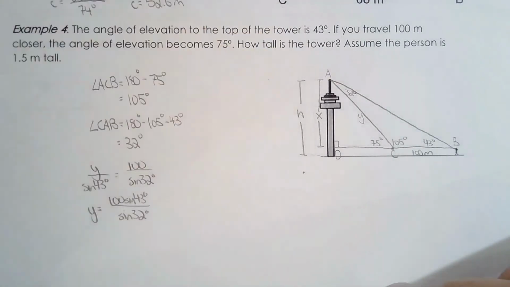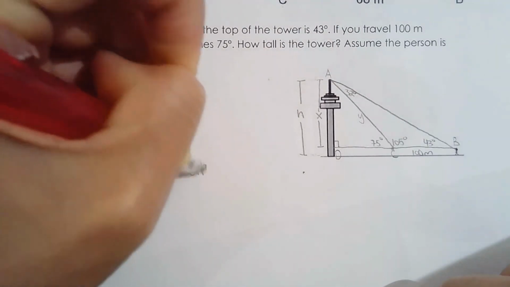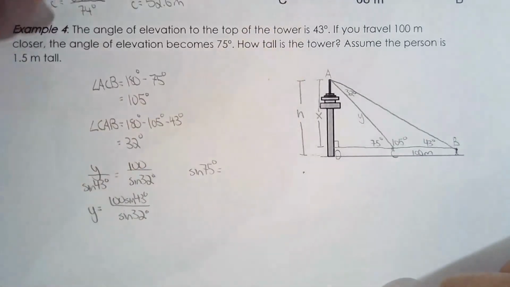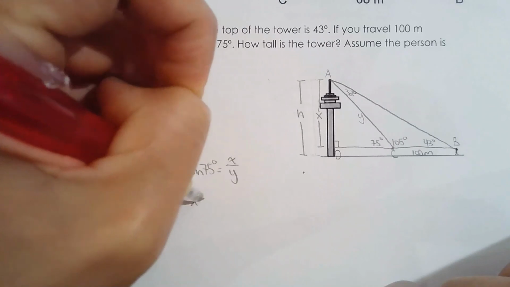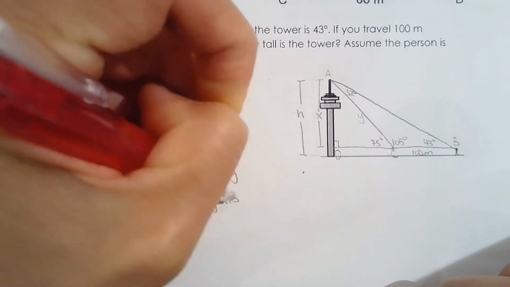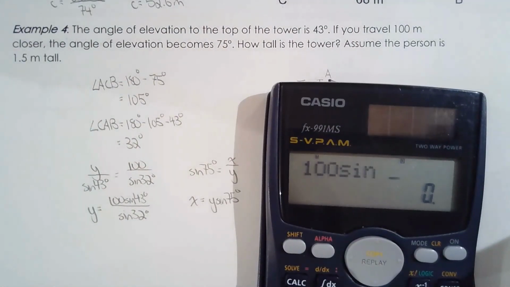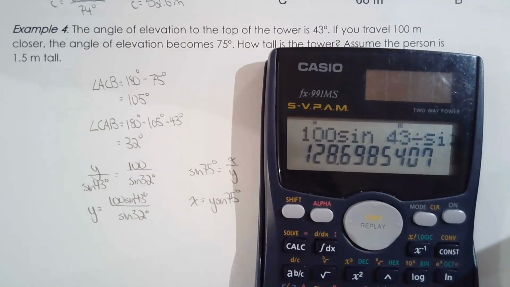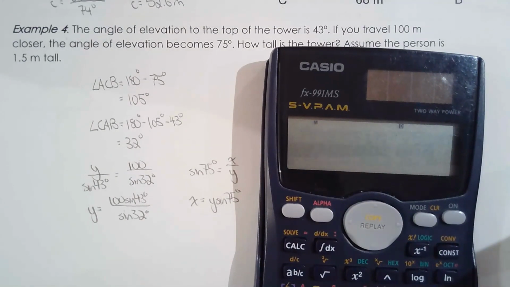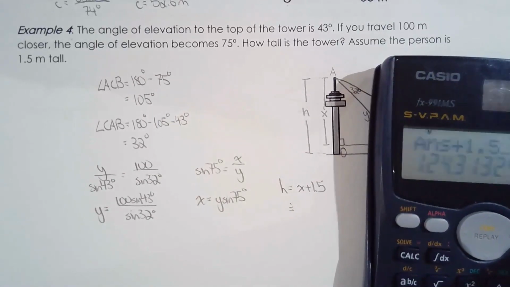So I want to solve for x. Which ratio? Sine, because it's opposite and hypotenuse. So sine of 75 degrees, and I'm allowed to use a sine ratio because I have a right triangle. Sine of 75 is x over y. I already know what y is, so x is equal to y sine of 75 degrees. And if I have x, I have h, because h is x plus 1.5. Now let's punch it all in. I'm going to solve for y first, then y times sine 75, and then plus 1.5 to get h, which is approximately 125.8.